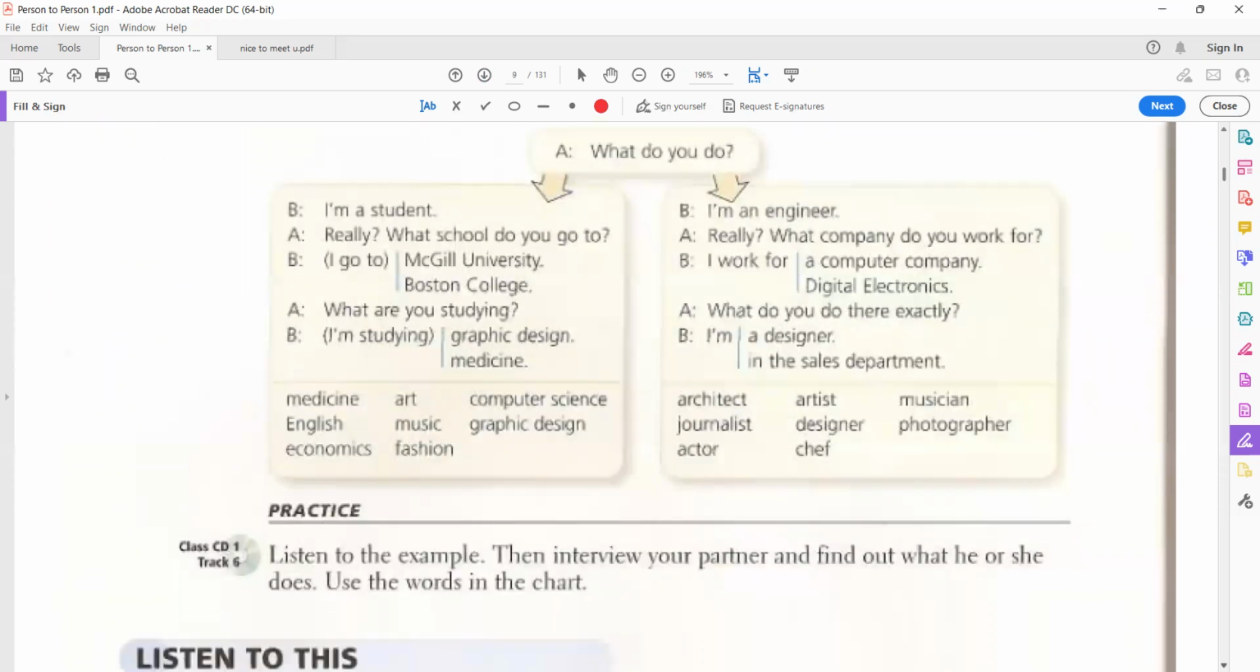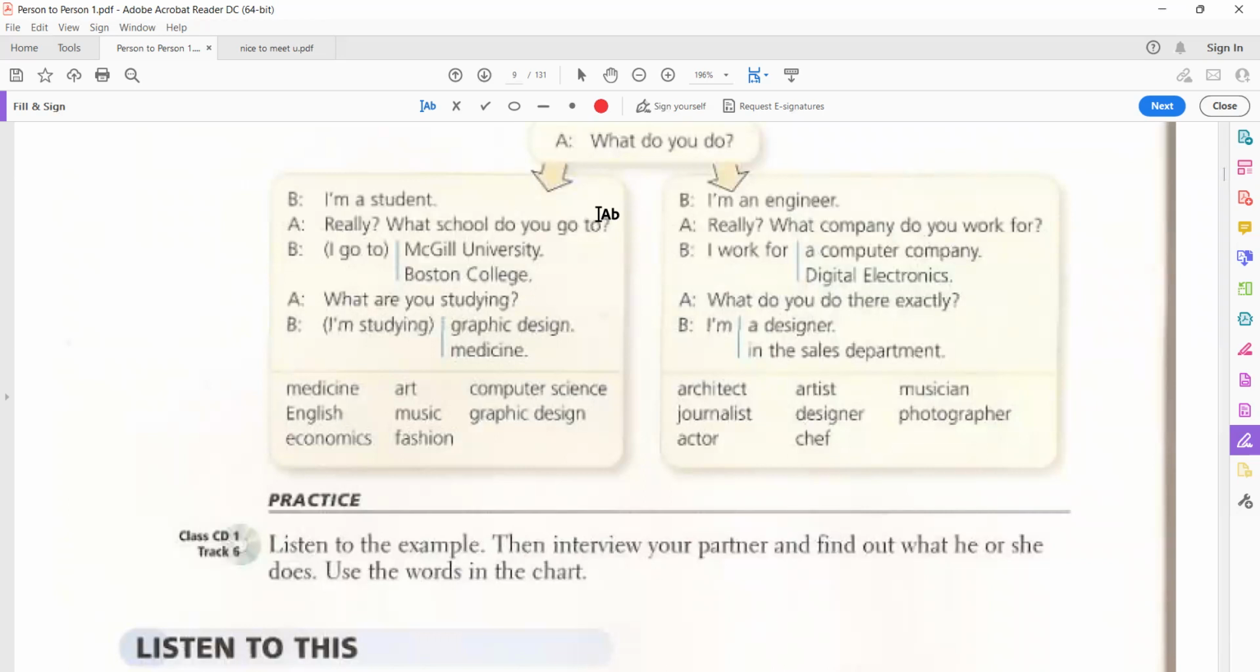Okay. Now asking for more information. Now, if someone says, what do you do? You can say, I'm a student. I am a student. If you want to know more information, you can say, for example, really, what school do you go to?